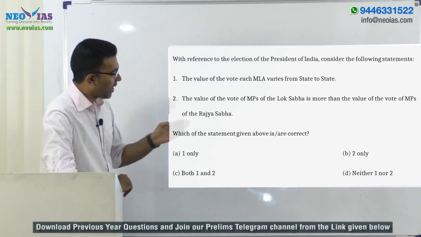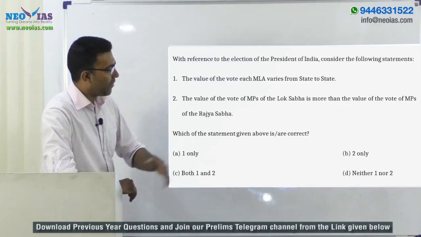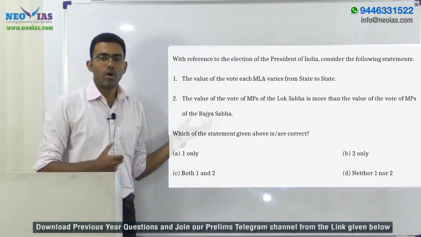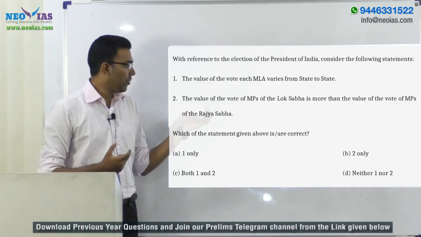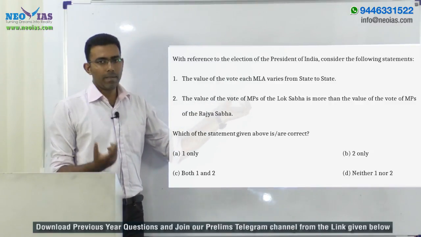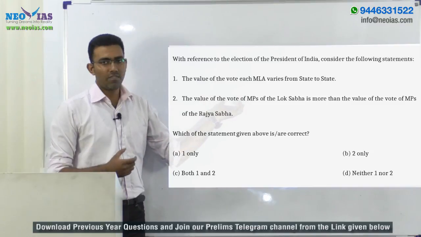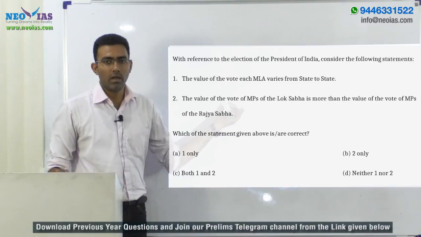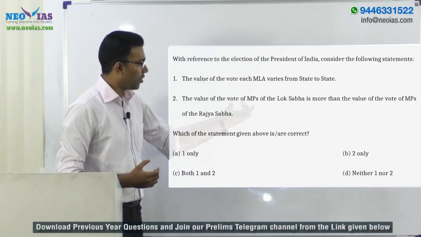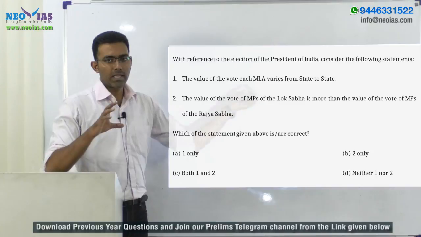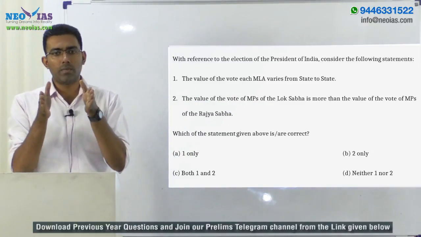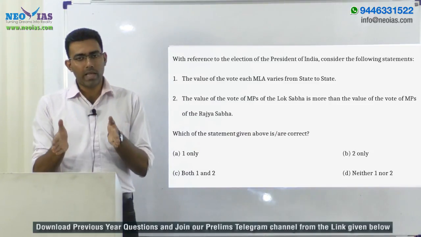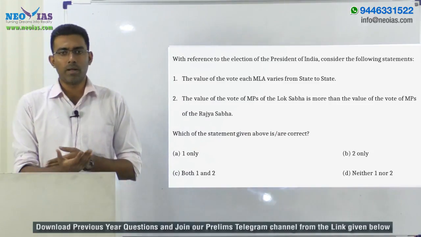The value of the vote of MPs of the Lok Sabha is more than the value of the vote of MPs of the Rajya Sabha. Please notice that it is not asking for the value of the votes of total MPs. It is just asking about the value of the vote. Vote is singular, so it is asking about the value an MP of Lok Sabha carries, compared with the value that an MP of Rajya Sabha carries.